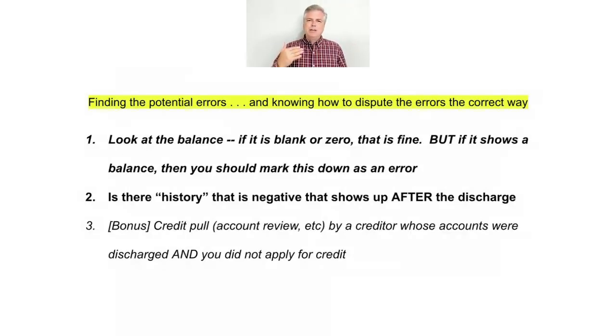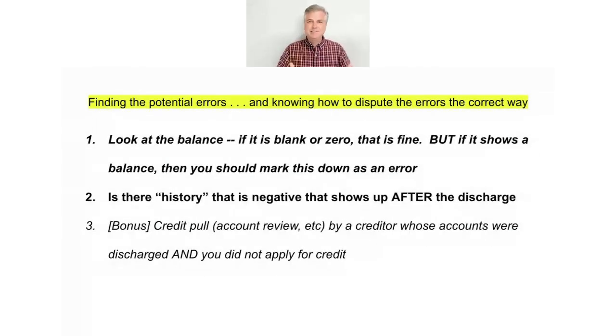And so look at the balance. Is it zero? Well, then that's good. Is it blank? That's good. Is it something other than zero or blank? Well, then I would mark that down as an error. And next week, I'll give you a sheet that you can use for each account just to document it as you're going through. But you would just note that, hey, there's a problem here with the Capital One or the Midland Funding or whatever. And again, I'm not going to keep repeating this because I don't want to make this take too long.